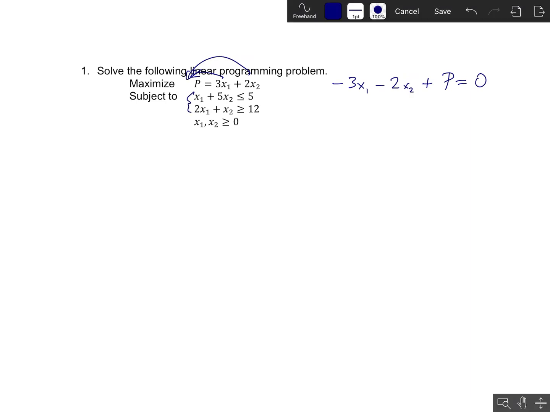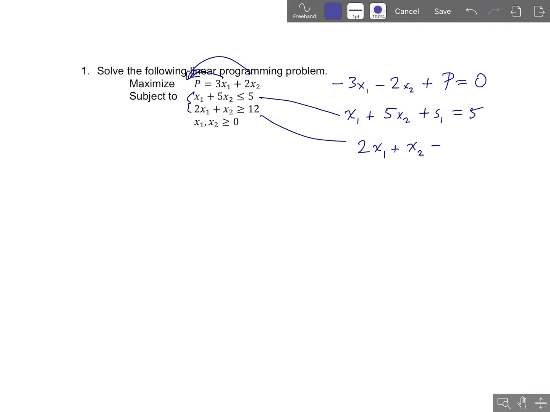I also need to take these 2 constraint equations and convert them into equalities. The first one is standard, so it will just get an ordinary slack variable. This one would become x1 plus 5x2 plus our first slack variable S1 equals 5. So that's what our first constraint would become. The second constraint, though, faces the wrong way, so this one needs a surplus variable. I would have 2x1 plus x2 minus a surplus variable equals 12.